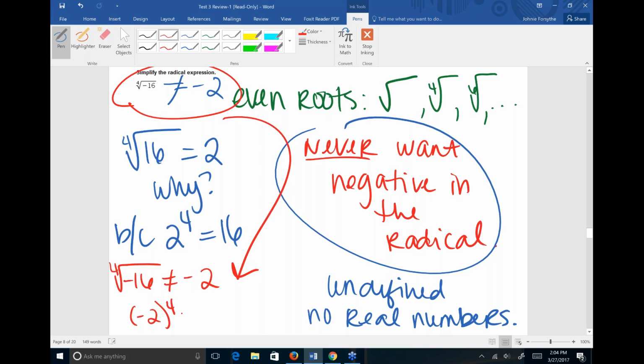Negative 2 to the fourth power is negative 2 times negative 2 times negative 2 times negative 2. This is going to give us positive 16, not negative 16. So that is why this does not work. So if you ever have a negative under an even root, you just automatically say that is no real numbers.